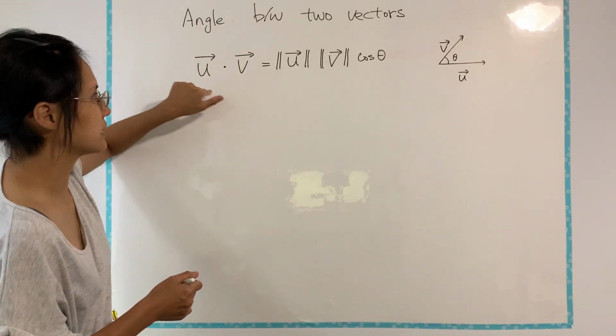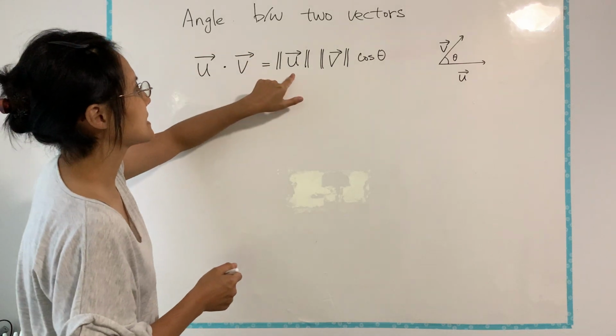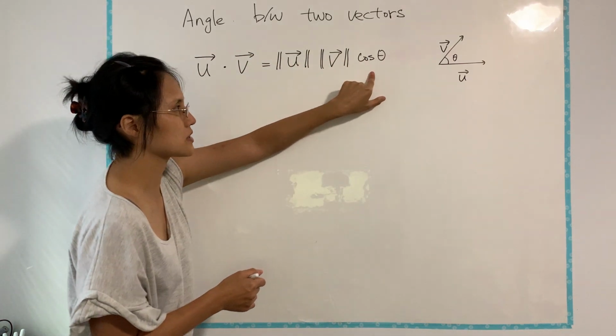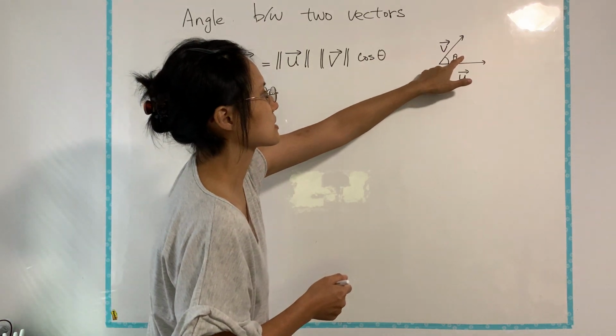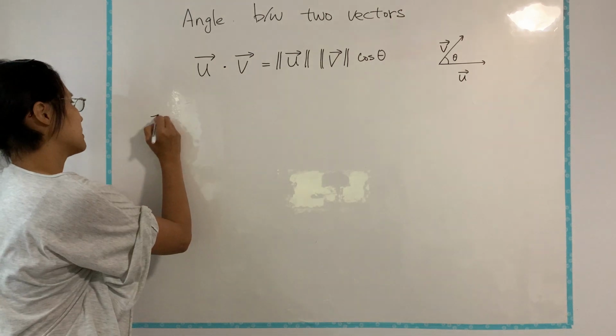Geometrically, that scalar, that number you get from computing the dot product, is the length of u times the length of v times cosine theta. Cosine of this is theta. Okay. So let me give you an example.